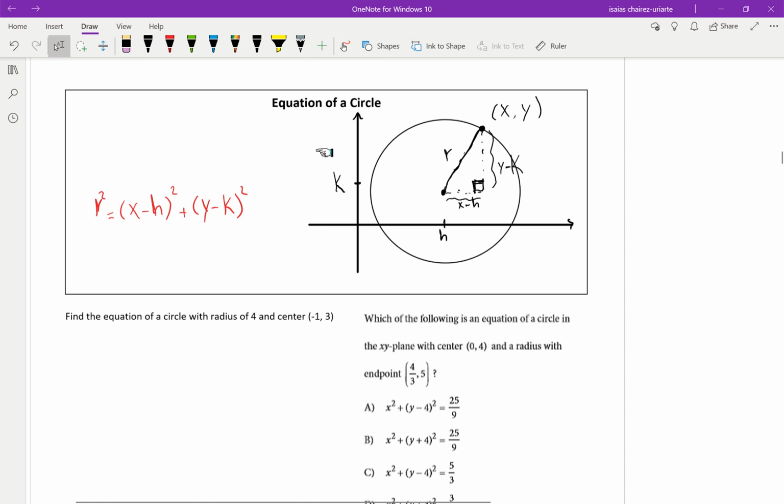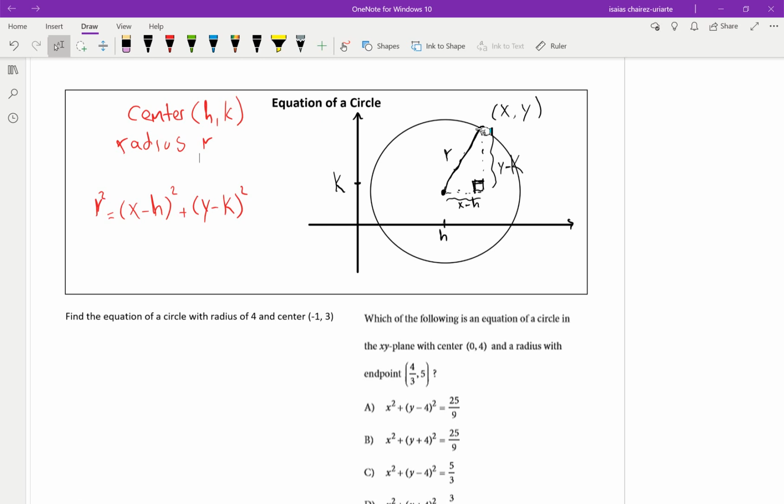Let me write that down. So this is the center. The center has coordinates h comma k, and another thing the circle has is this dimension called a radius. It's the distance from the center to any point on the circumference. So that length from the center to any point on the circumference is called the radius, r. So right now what I'm dealing with is a circle whose center is at the point h comma k and whose radius is r. And I want to come up with an equation for such a circle.